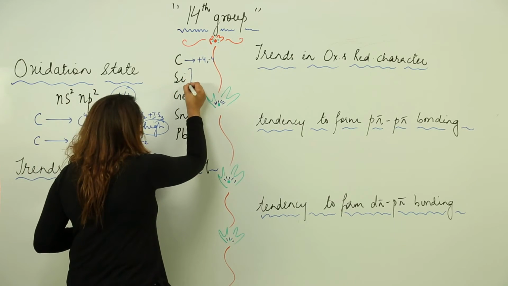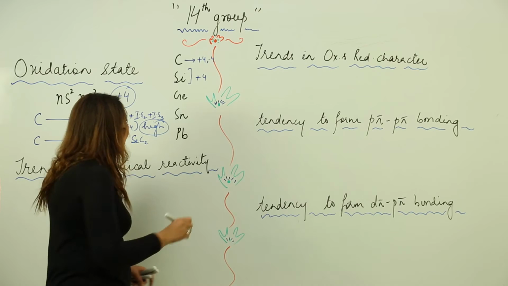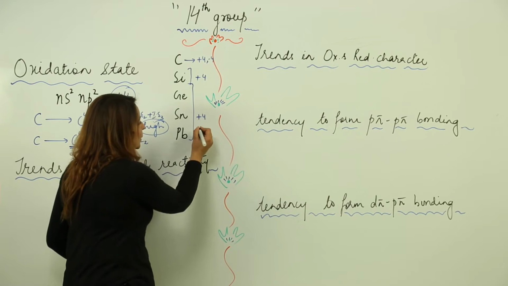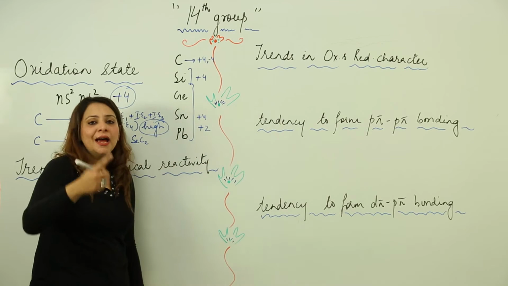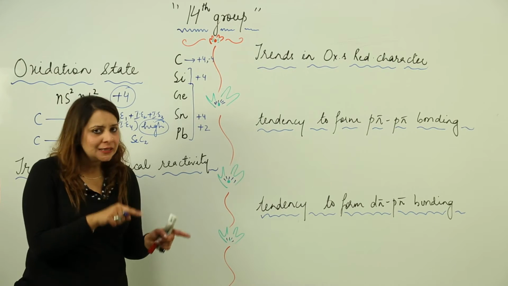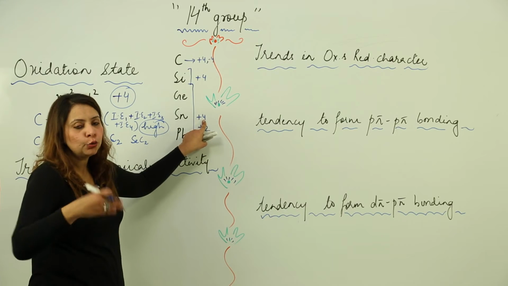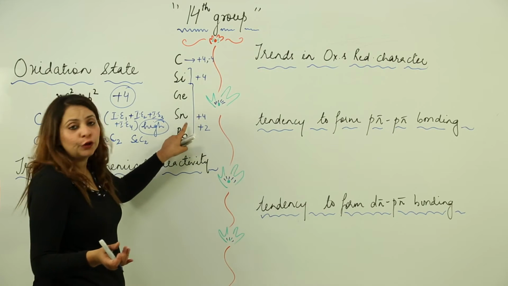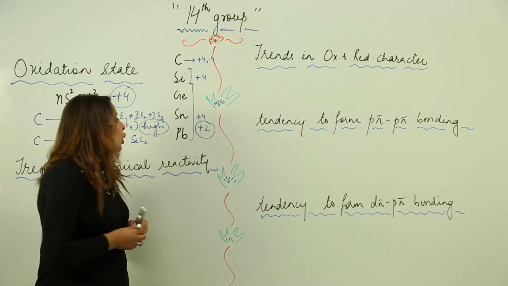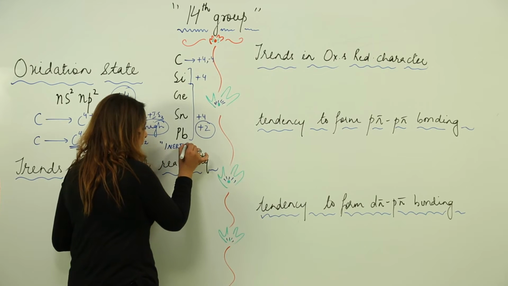If we talk about silicon, it also shows the group oxidation state of +4. But these heavier members show oxidation states of +4 as well as +2. As we move down, the oxidation state which becomes more stable is 2 units less than the group oxidation state. As there are 4 electrons, the 2 units less will be +2. You are familiar with the reason, which is the inert pair effect.